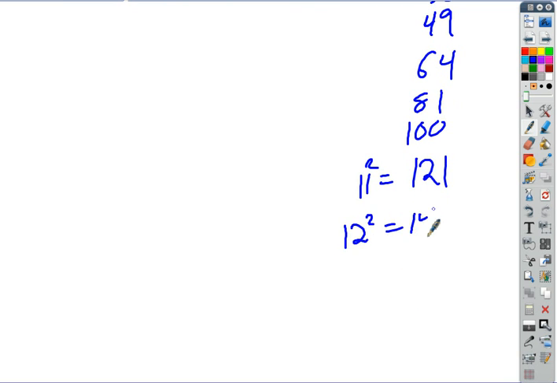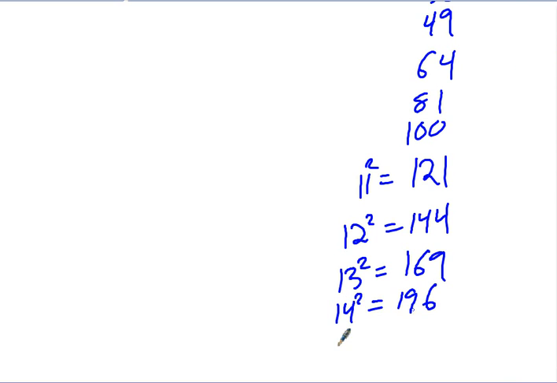What's 12 squared? 144. What's 13 squared? 169. Good. 15 squared is 225. And that's probably good. If you know them up to 15, what's 20 squared? 400. If you know up through 15, that's really handy.